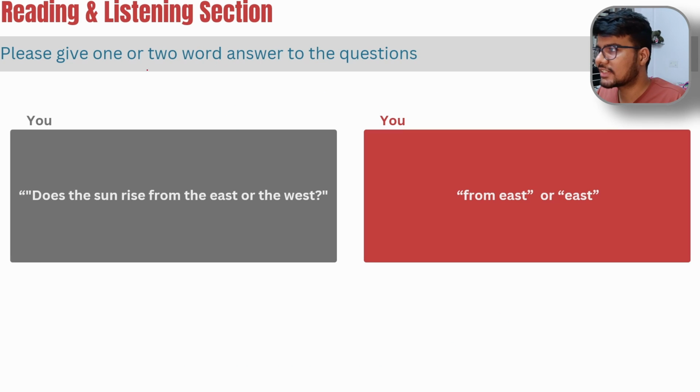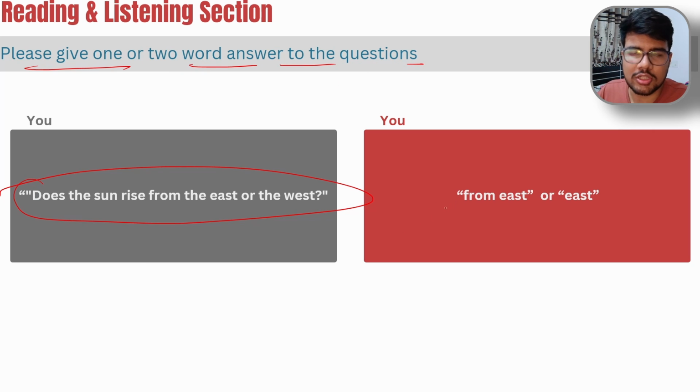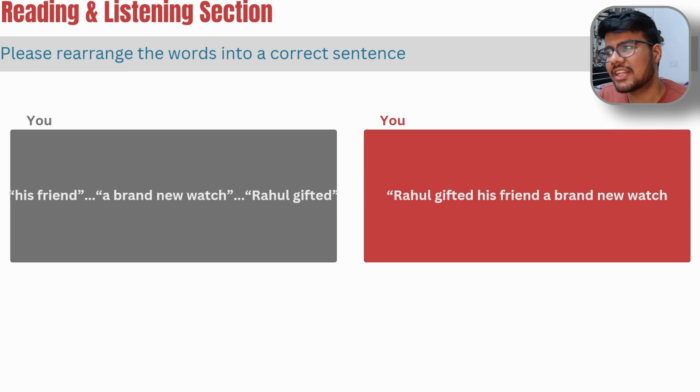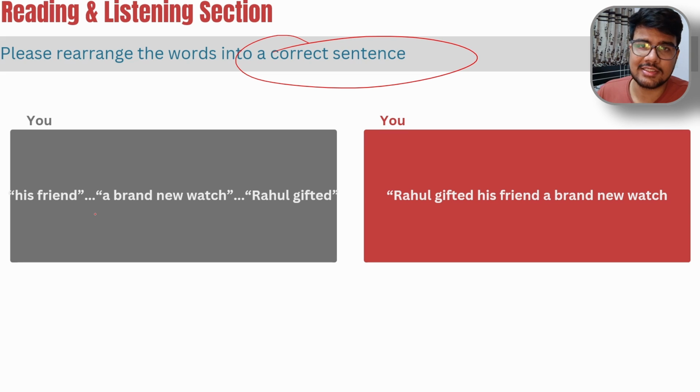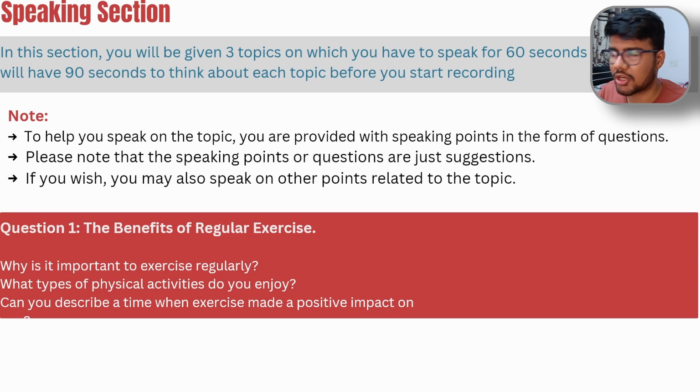In the reading and listening section, please give a one or two word answer to the questions. For example, does the sun rise from the east or the west? This is the type of question where you choose one of the two words; you need to choose the right one. Please also rearrange the words into a correct sentence, like the jumbles you might have done in your class 10th boards in English. For example, his friend a brand new watch, or Rahul. So, Rahul gifted his friend a brand new watch. This kind of thing would be there in your communication round. Make sure that you are very prompt, because a timer is also there.